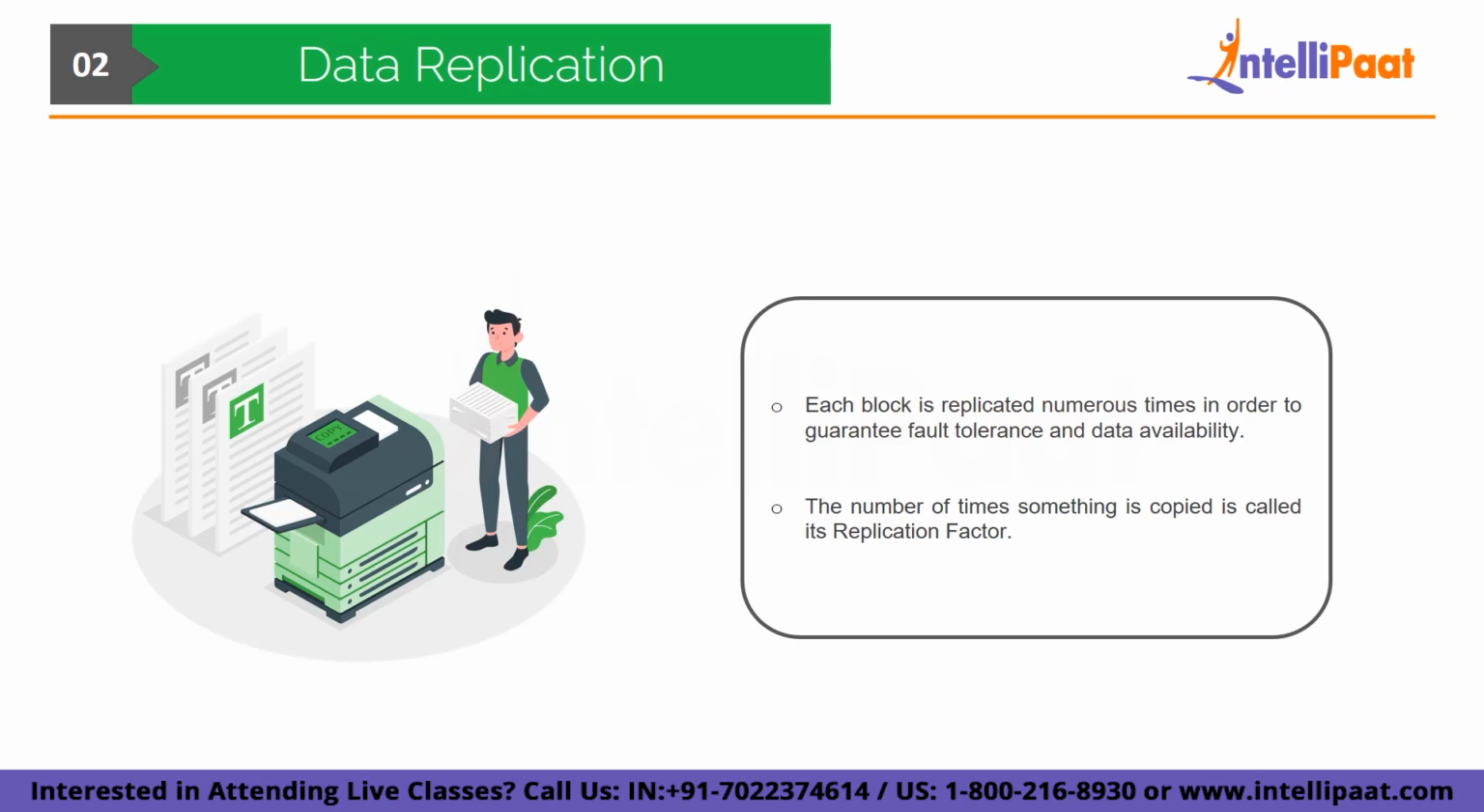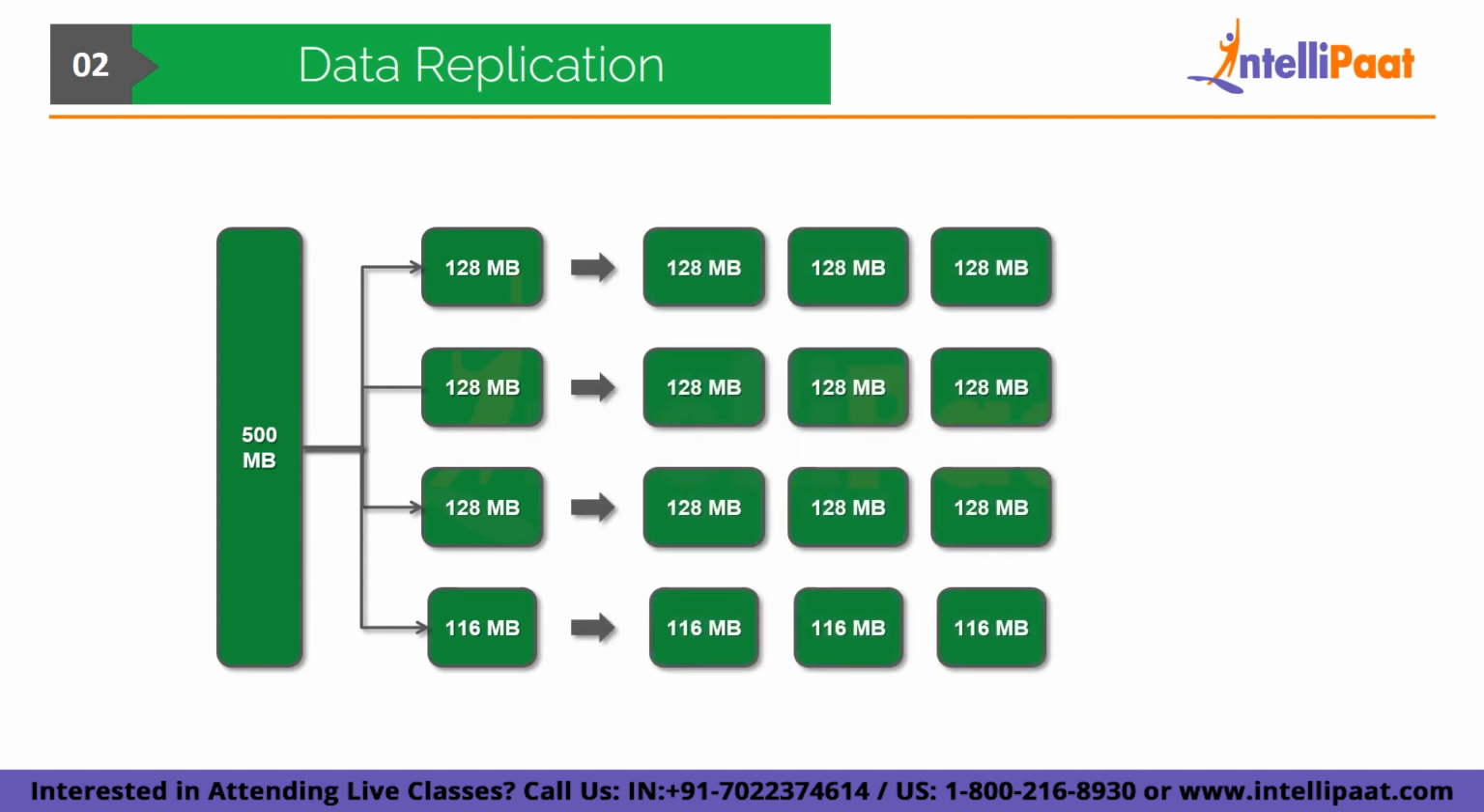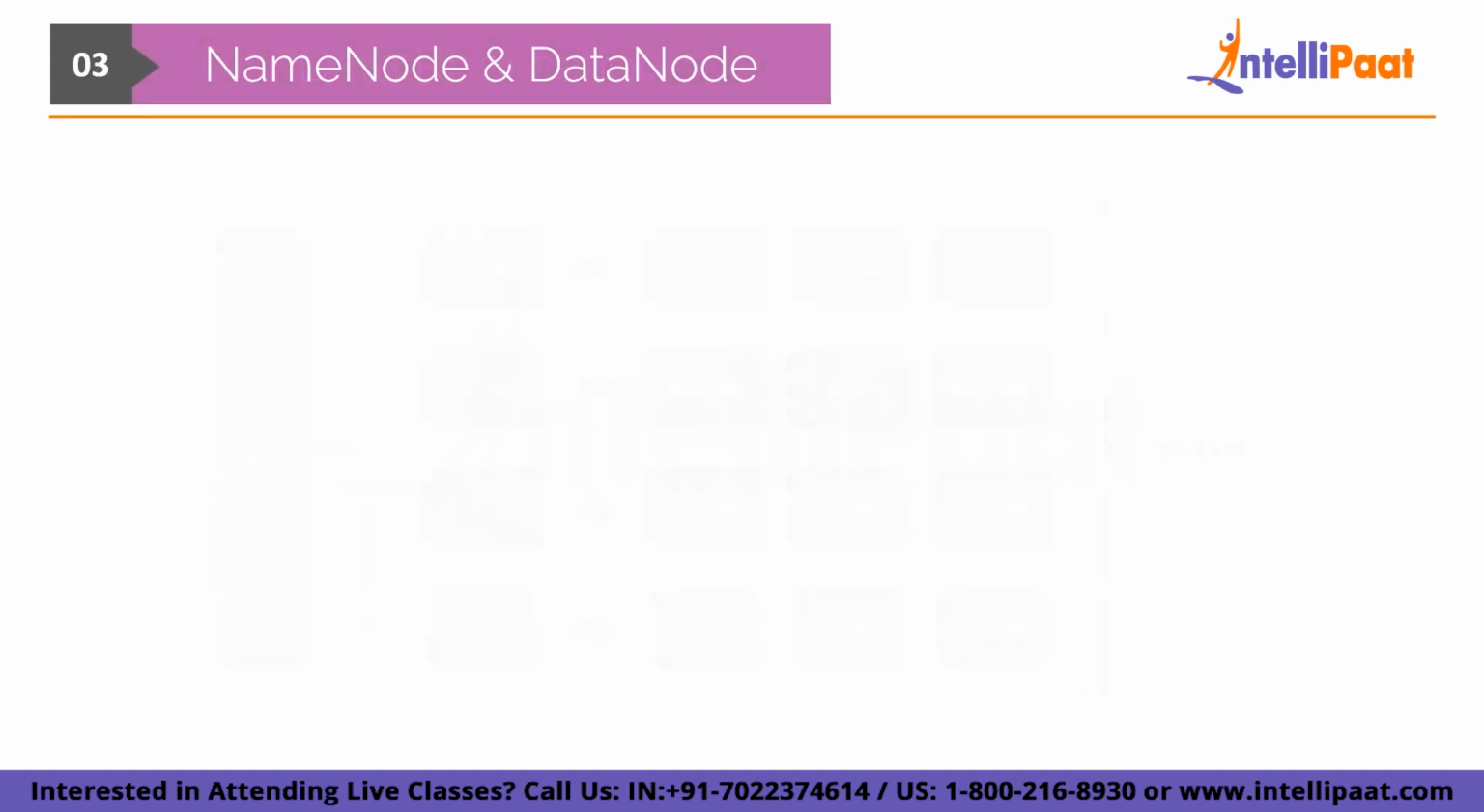The number of times something is copied is called its replication factor. Typically, the replication factor is set to 3, which means that each block has 3 copies distributed across several nodes, but it can be manually changed based on your needs. For instance, in the example above, we created 4 file blocks, which means that 3 replicas or copies of each file block will be created, totaling 4 cross 3, that's 12 blocks, all of which were created for backup purpose. Replication guarantees that even if a node fails, other replicas may still access the data.